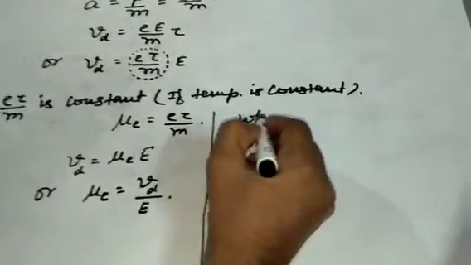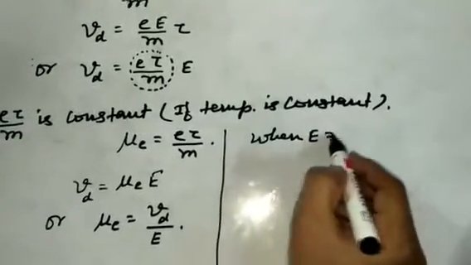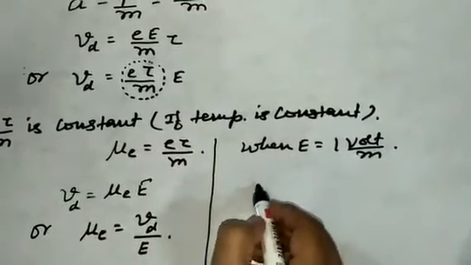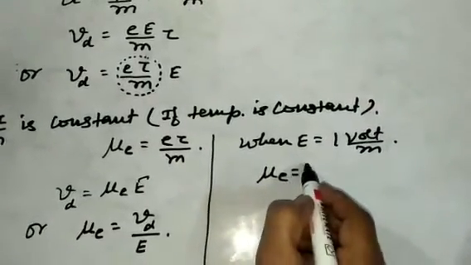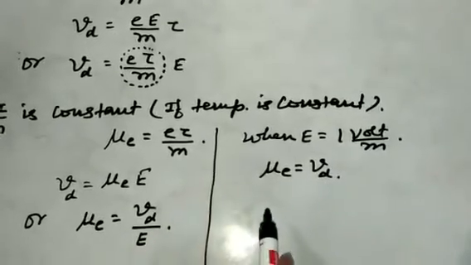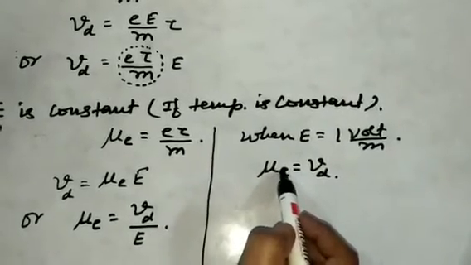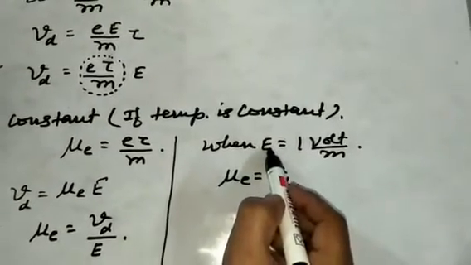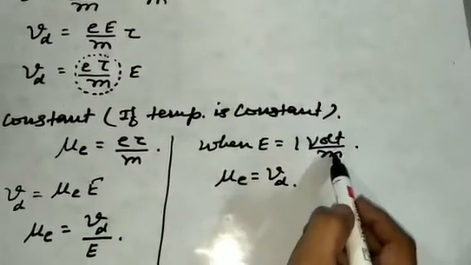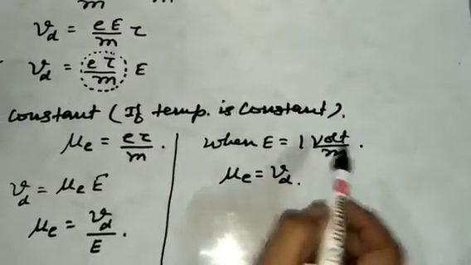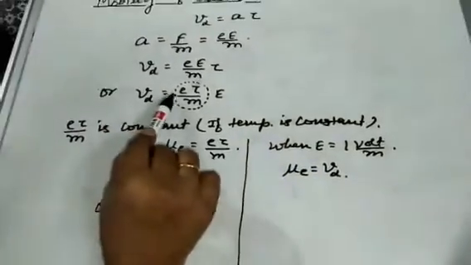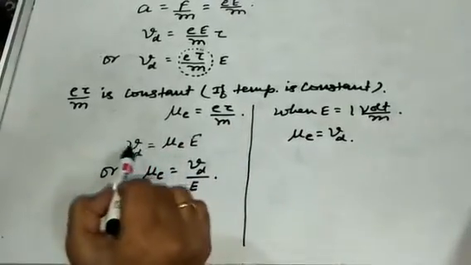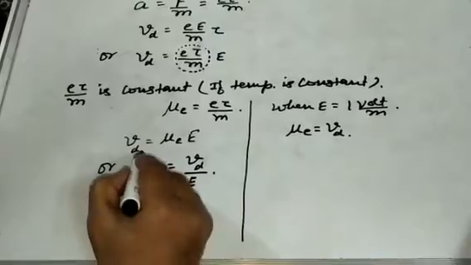When E is equal to 1 volt per meter, then mu e is equal to Vd. Simply you can say the mobility of electron is numerically equal to the drift velocity of the electron when an electric field of strength 1 volt per meter is applied across it. So the expression for the mobility of the electron is mu is equal to e tau by m, or mu is equal to Vd upon E.